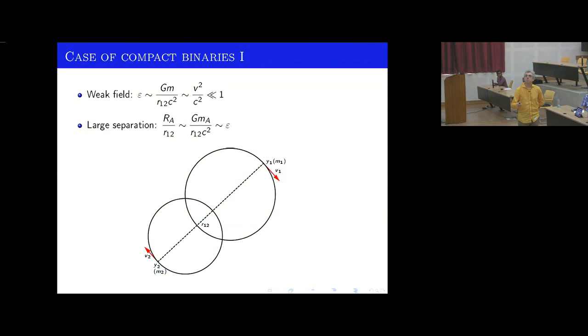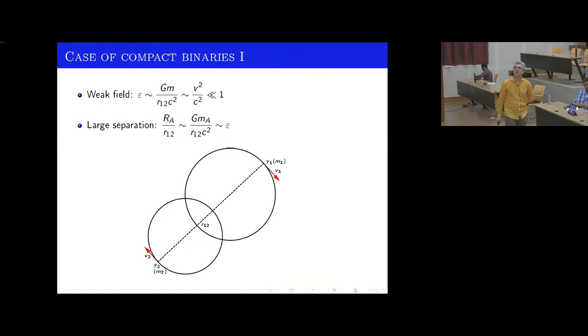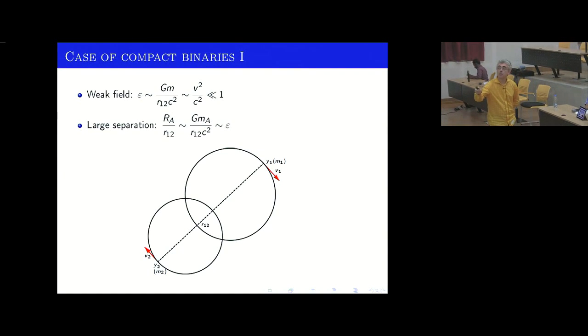We will be interested mainly in compact binaries. For those systems, the small parameters will be the relative velocity squared divided by c squared, or equivalently, because they are bound systems, in our case, the Newtonian potential divided by c squared. Because we will assume that the objects are compact, the separation ratio, I mean the radius divided by the separation, will also be equal to the small parameter. We have two bodies, y1, y2, with masses m1, m2, and velocities v1, v2.